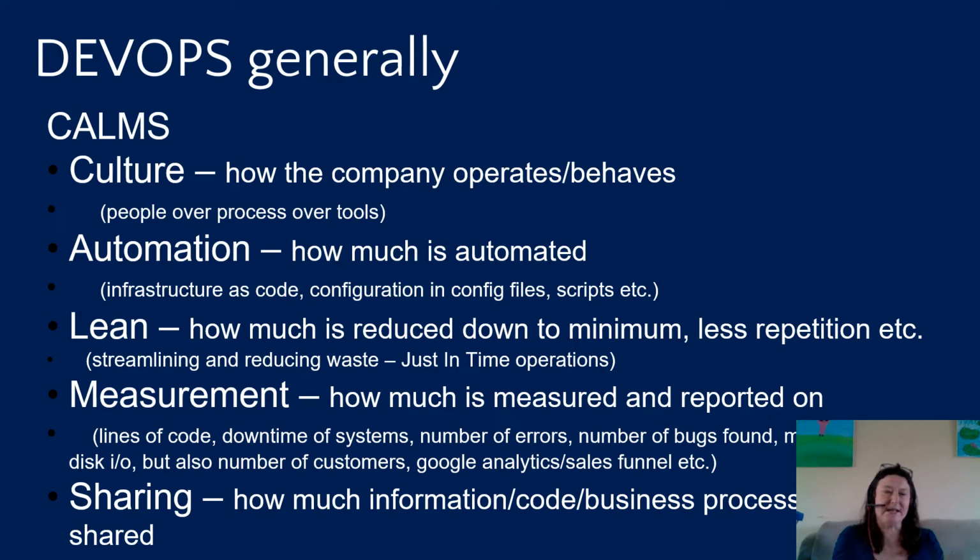So when we look at DevOps, we look at the CALMs. The CALMs stand for culture, automation, lean, measurement, and sharing. So what does that mean? Culture, how the company operates and behaves, is going to change considerably if you're really going to move to a DevOps environment. Typically, you're going to go to Scrum, Agile mindsets with sprints. Those sprints are going to be the end result of a roadmap.